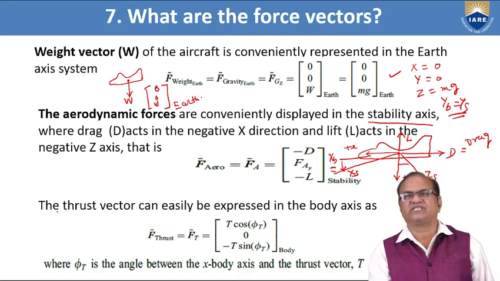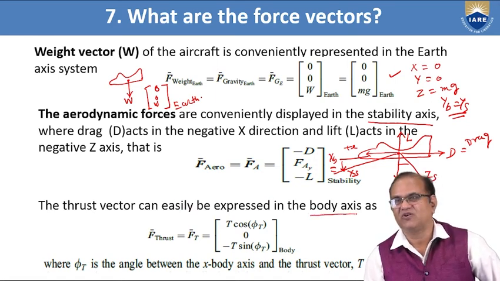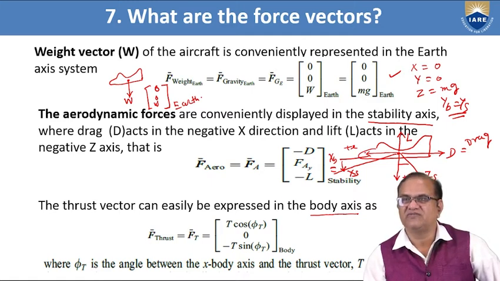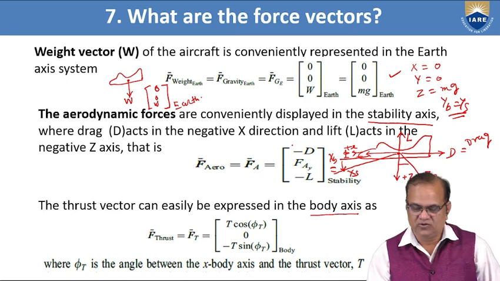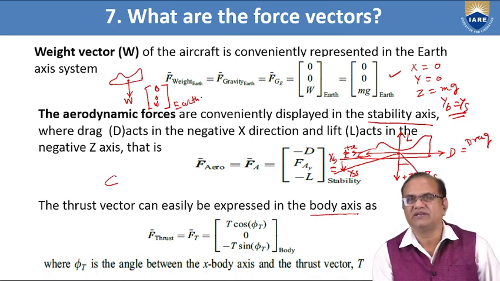Now the third force is the thrust force, and this thrust vector can easily be expressed in the body axis. Okay, so if you represent the thrust force in the body axis, if this angle from the center is phi, we can write that T cos phi in x direction. Okay, so I will write it here, so it will be easy to explain.